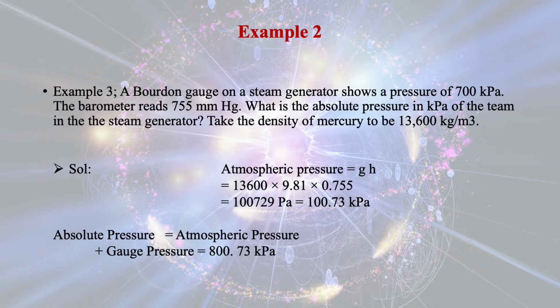So we can calculate atmospheric pressure by putting the value of density, g and h. So atmospheric pressure will be equal to 13,600 into 9.81 into 0.755. That is equal to 100729 Pascal. But we have to convert into kilopascal, because gauge pressure is given in terms of kilopascal. So to convert pascal into kilopascal, we have to divide by 1000. So that comes out to be 100.73 kilopascal. So we have got the atmospheric pressure in terms of kilopascal. Now absolute pressure is equal to atmospheric pressure plus gauge pressure, and that comes out to be 800.73 kilopascal.